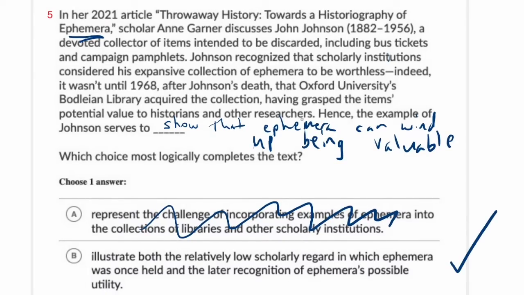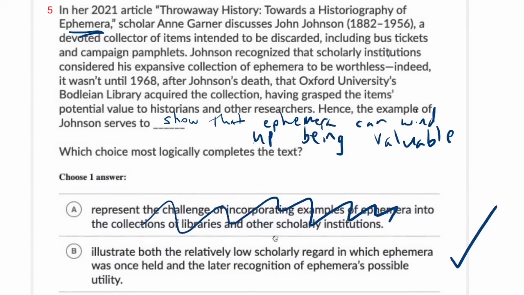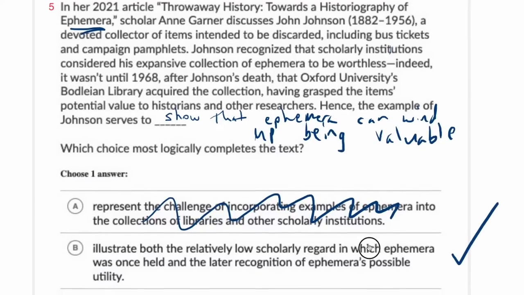That looks good. They can wind up being valuable, or considered valuable, the later recognition of their utility. And I'd say utility is a better word than value, usefulness. Whereas value, again, suggests that you'd have to pay a lot of money for it. But again, it's an approximate answer. We don't have to come up with the exact right word. But I think that's going to be correct.